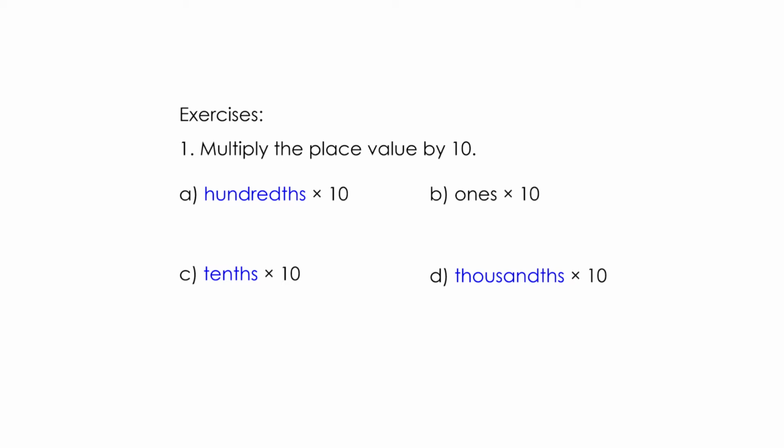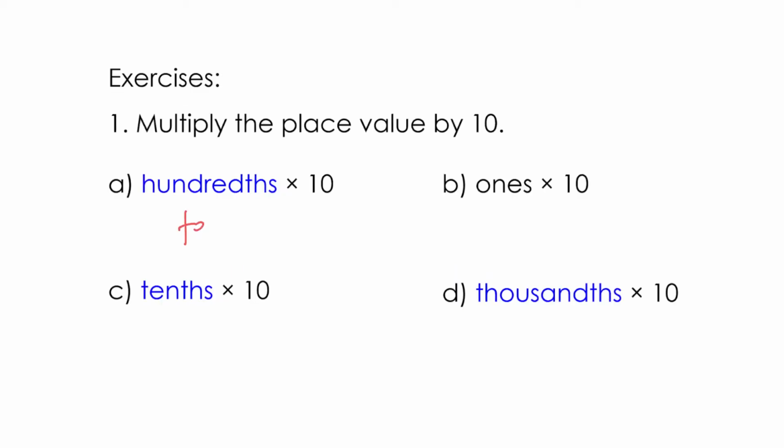Multiply the place value by 10. So we're just multiplying the place value by 10. So if you take hundredths times 10, the answer you get is tenths. So ones times 10 gives you tens. Tenths times 10 is ones. You can use the previous chart to help you. Thousandths times 10 is hundredths. Okay, so that's in the chart before us and in other videos as well.